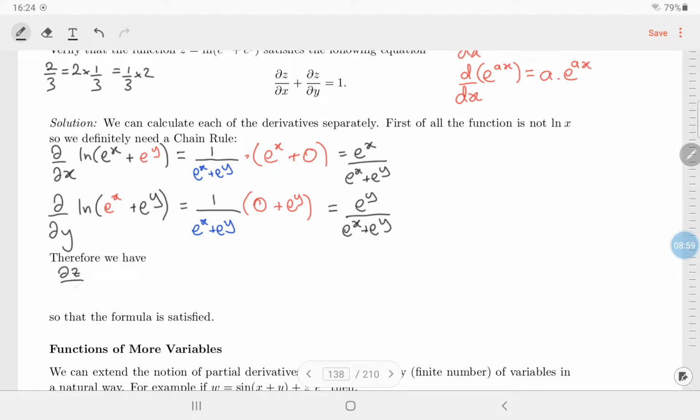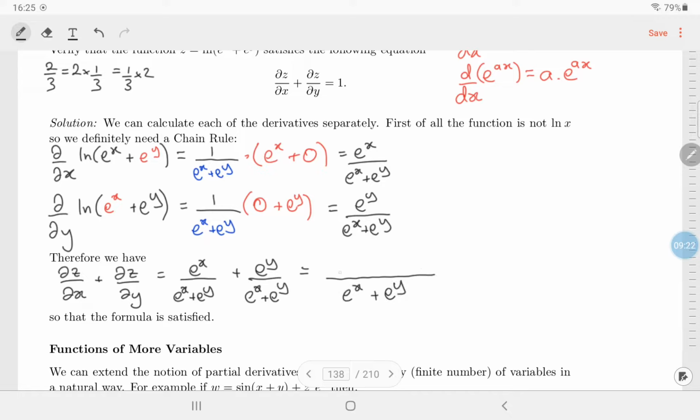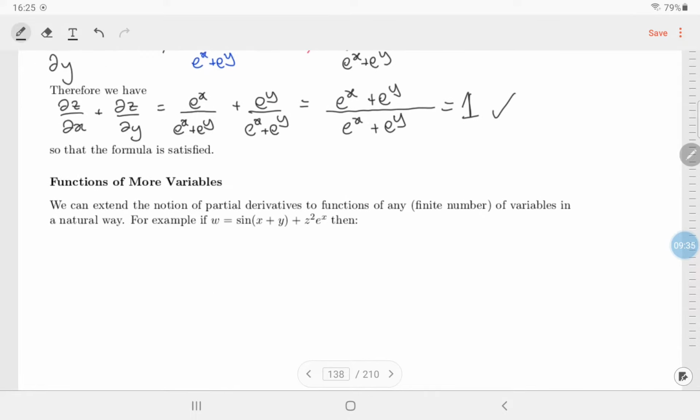So the first derivative with respect to x plus the first derivative with respect to y is e to the x divided by e to the x plus e to the y, plus e to the y divided by e to the x plus e to the y. And you've got a common denominator. So take that, e to the x plus e to the y, and you have e to the x plus e to the y, and any number divided by itself is equal to 1, which is what we're supposed to show. So job done.